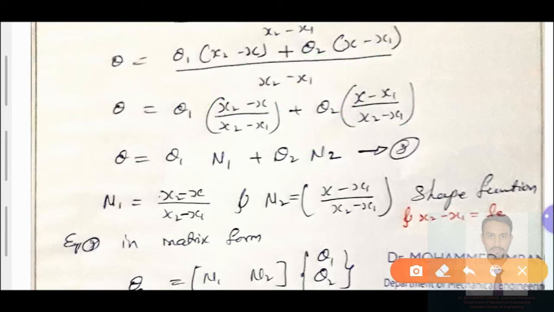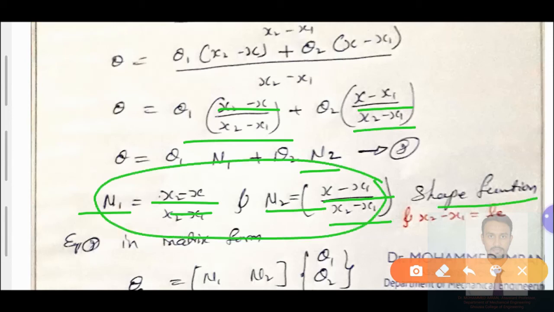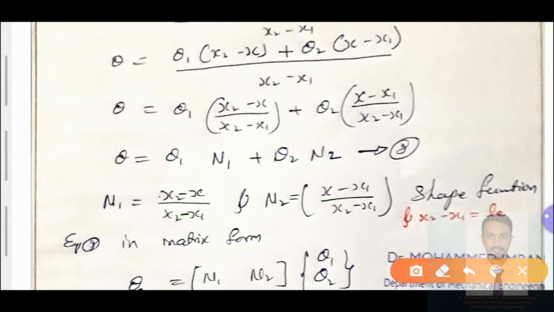In equation number 2, n1 is x2 minus x whole divided by x2 minus x1, and n2 is x minus x1 whole divided by x2 minus x1. These are said to be the shape functions for a shaft element, where LE is equal to x2 minus x1. This value LE is equal to this one and this one.